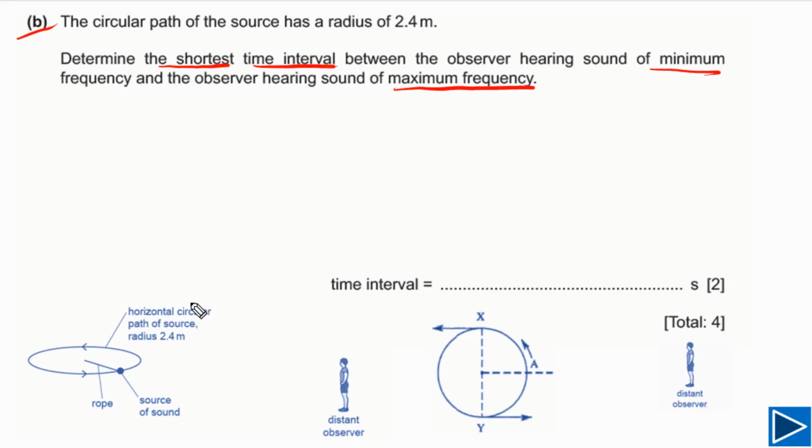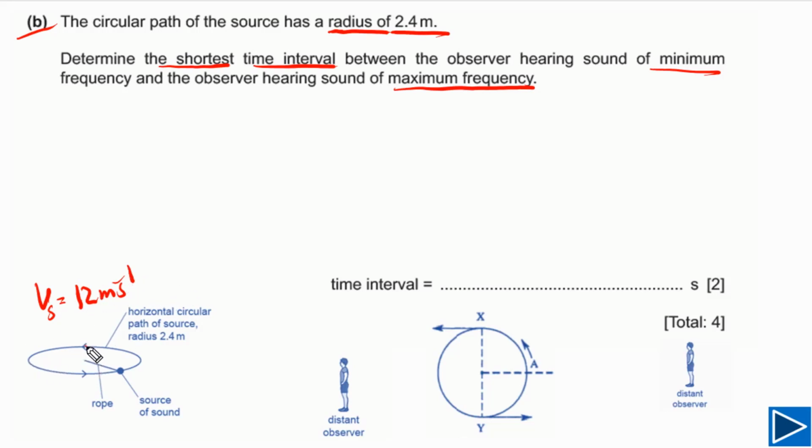the listener. For this question, it is given to us that the source is moving in a circle, and the radius of the circle is 2.4 meters. The speed of the source was given in part A: the speed of the source is 12 meters per second, and the source is moving at a constant speed.